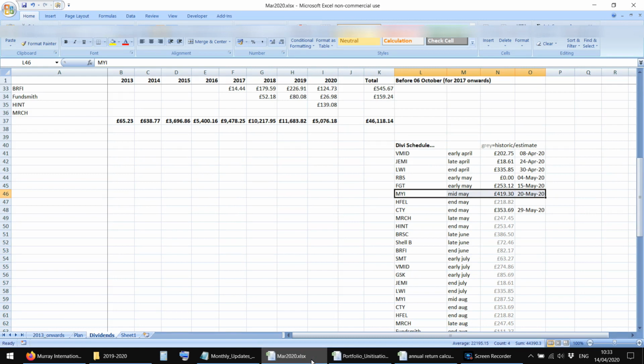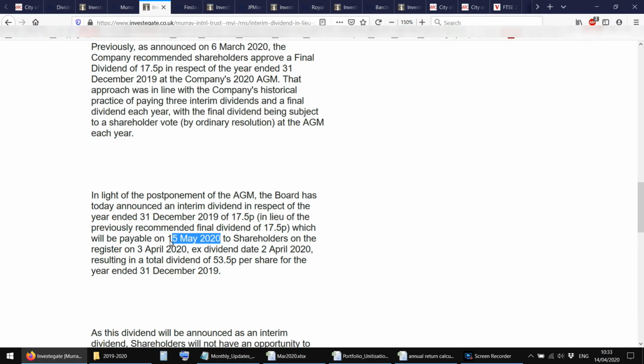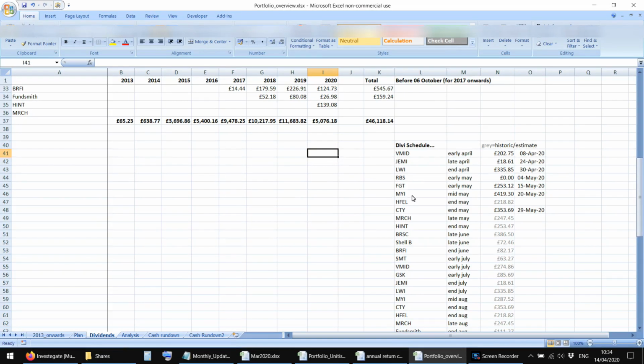See, I've got 20th of May in my spreadsheet. Okay, good job I've done this, really, isn't it? So it's obviously the 15th of May, as this confirms. So MYI is actually the 15th of May. I don't know whether that's just my mistake, or whether that's been changed since it was renamed an interim. Who knows? Doesn't matter, really.